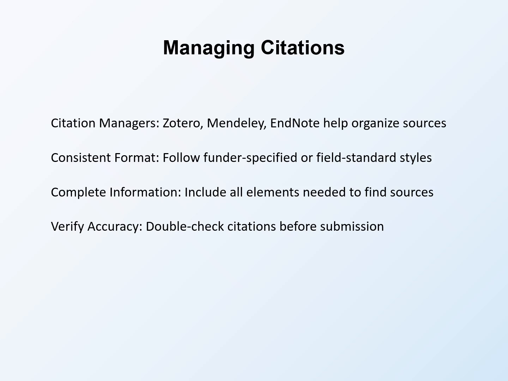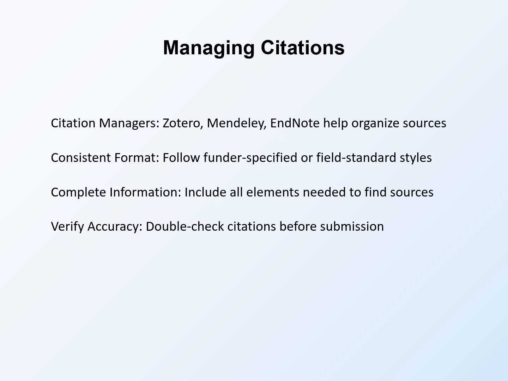Consistent formatting is essential for professional presentation. If the funder specifies a citation style, follow it exactly. Otherwise, use a style standard in your field, such as APA for social sciences, AMA for health fields, or Chicago for humanities. Whatever style you choose, apply it consistently throughout your proposal. Mixing styles signals carelessness. Complete bibliographic information ensures readers can locate your sources.